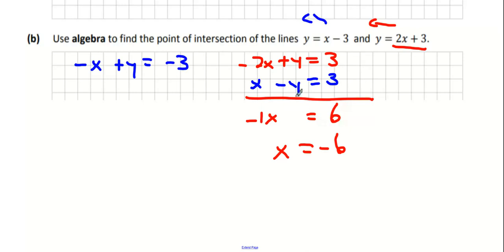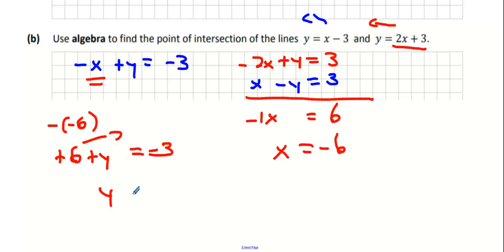Okay, next thing I have to do is find out the y value. Well, what we can do here is that we know straight away that x plus y equals minus 3, so I can sub it in here if I want. So I can get minus 6, which we all know is plus 6, plus y equals minus 3. Bring the 6 out the other side. y equals minus 3 minus 6. y will therefore be equal to minus 9. So the point in question is minus 6, minus 9.